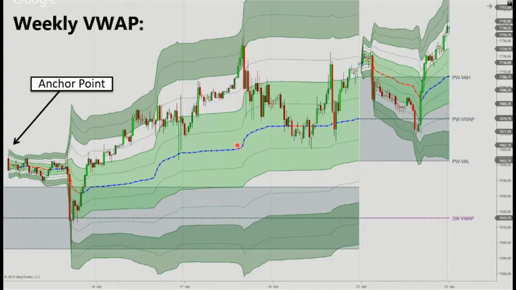You see here also the weekly VWAP comes with these mid bands. We have the 0.5, the 1.5, and the 2.5 here. Throughout the weekly session, we often see these levels work as dynamic support and resistance levels.